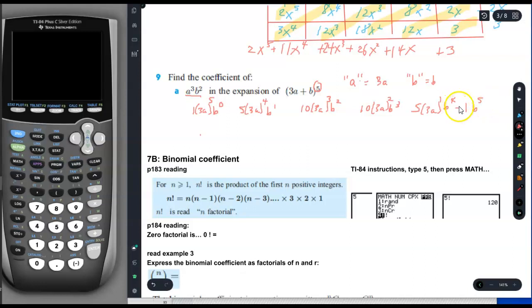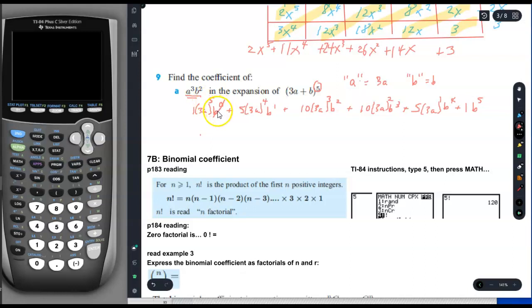Okay, and then we could put pluses in between. And then b to the 0 is just 1, right? So we'll just cross that out. Now remember, if I have 3a in parentheses to the 5th, that's 3 to the 5th, a to the 5th, right? But basically, all we want to know is the coefficient for a cubed b squared.